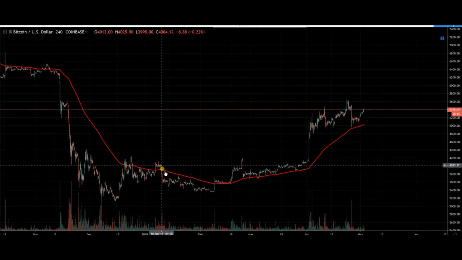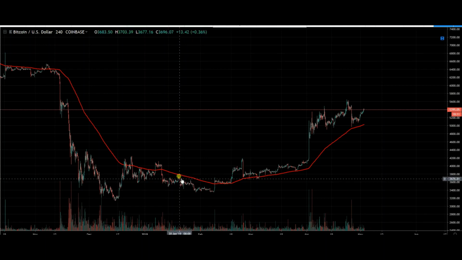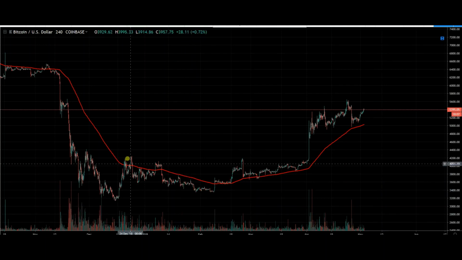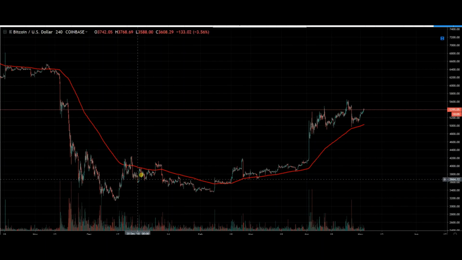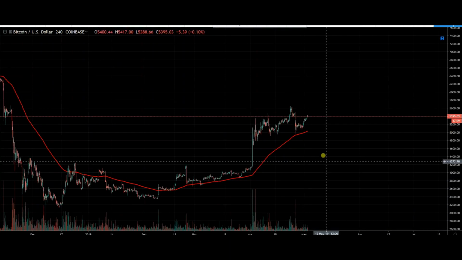look at this. We broke below. I didn't even point this out. The first touch into the moving average, what happened? It sold off. There you go. I didn't even see that. Again, here we broke below the moving average. The first touch was a sell. Just to show. I didn't even notice them in the moment there, but there you go.